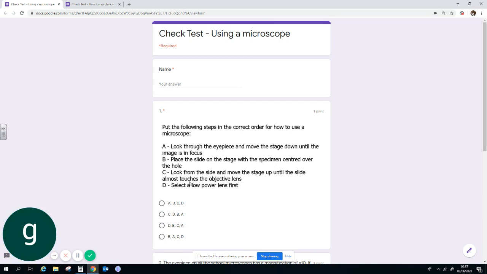I would select a low powered lens, so B and then D. I would then do C and then A. So B, D, C, A, or it could be D, B, C, A. Actually, it doesn't really matter which one you do first, but D, B, C, A would be this one.